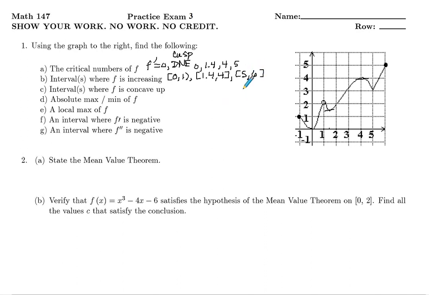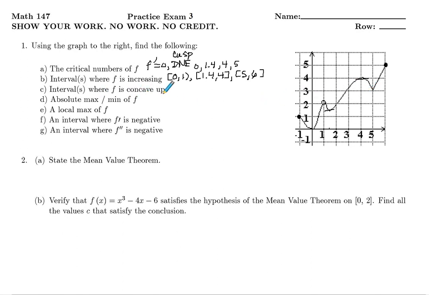Closed. And if I asked you decreasing, of course, then it would be 0 to 1, from 1 to 1.4, and from 4 to 5 would be decreasing down left to right.